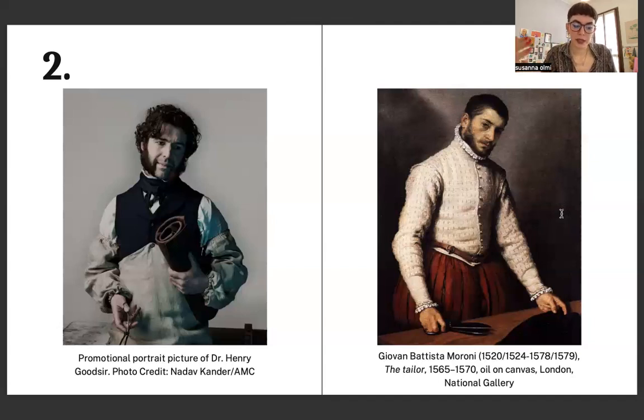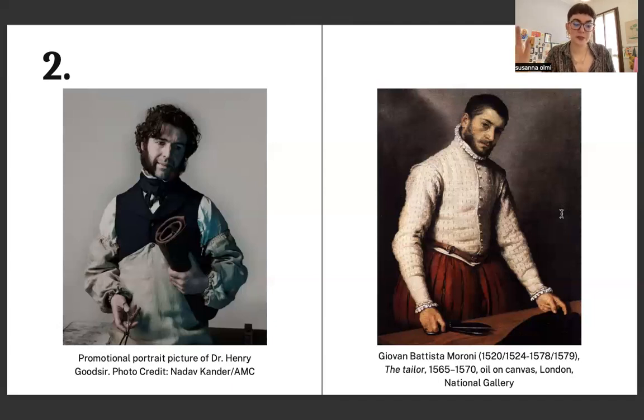Another detail that immediately tells us something about their occupations is the outfits. Goodsir is wearing the typical apron that surgeons from his era used to wear over their clothes, as well as the sleeves that surgeons and doctors would put on over their clothes to prevent getting them dirty. And the man in Moroni's artwork, as a tailor, is wearing expensive clothes contemporary to Moroni, those of a man who's successful at what he does and makes lots of money out of it.